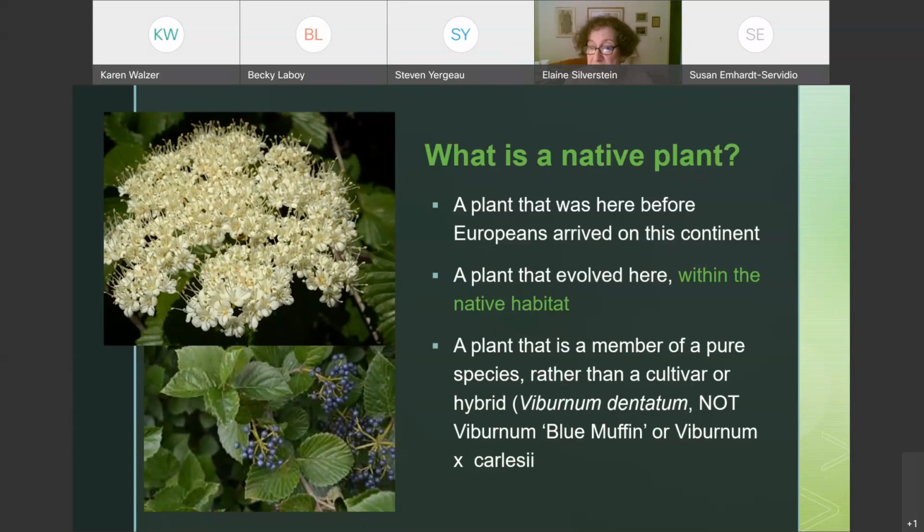But I would never plant a cultivar that changes the flower form, the flower color, the flower shape, or that changes the leaf color at all. Because if you change the leaf color, you're changing the leaf chemistry. And as we've already seen, caterpillars need to eat those leaves. So that's a very basic definition of a native plant.